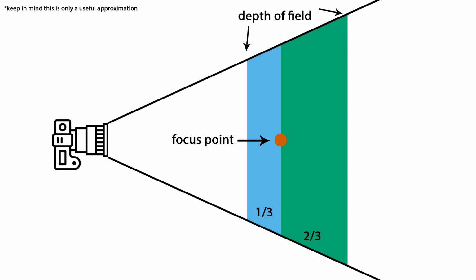For example, a small image on your phone might look sharp, but the same image as a large print on the wall might reveal more blur. A good rule of thumb is that depth of field is about 1/3 in front of the focus point and 2/3 behind it in most situations.